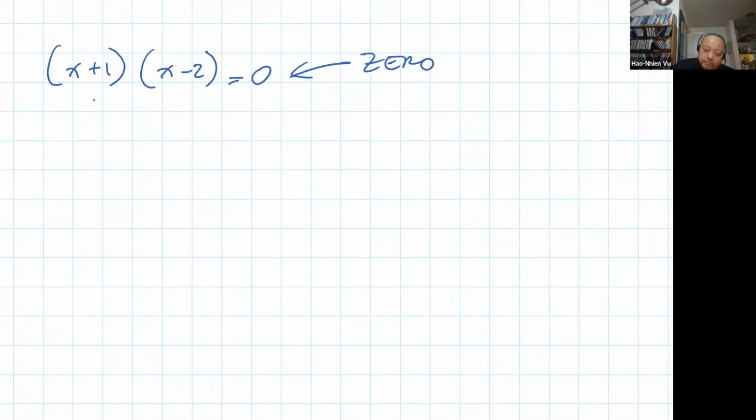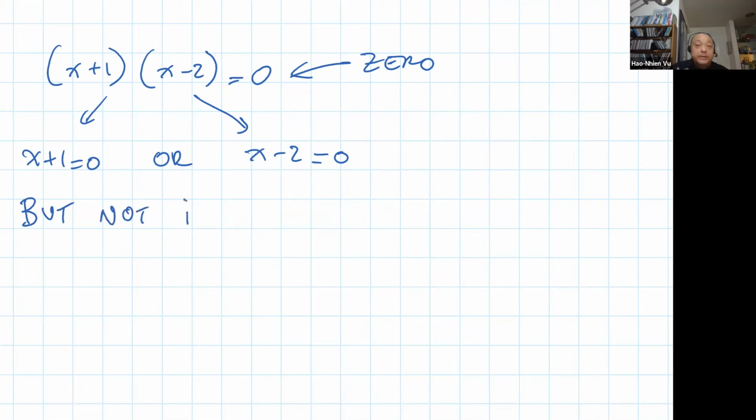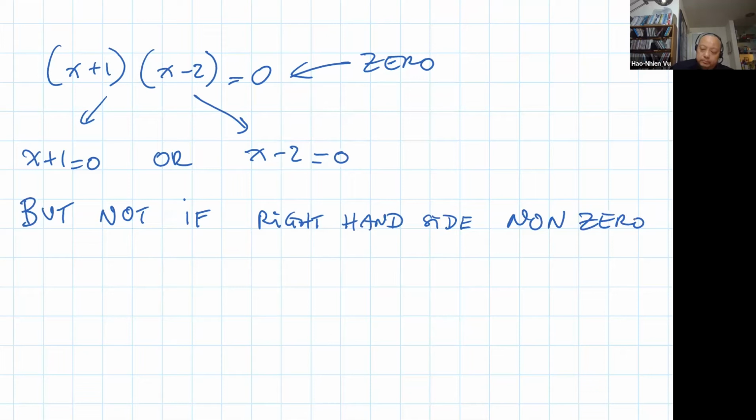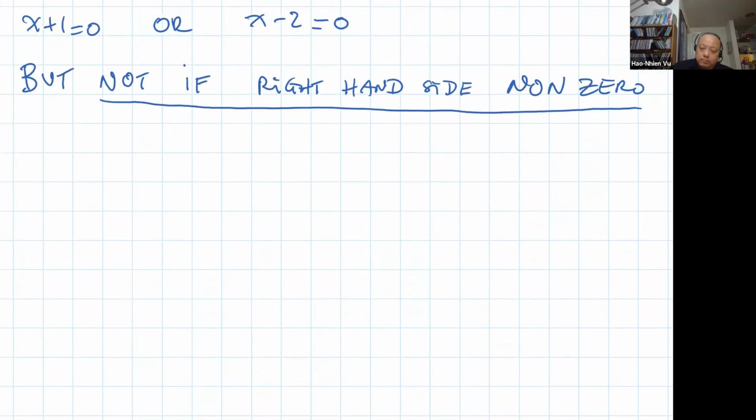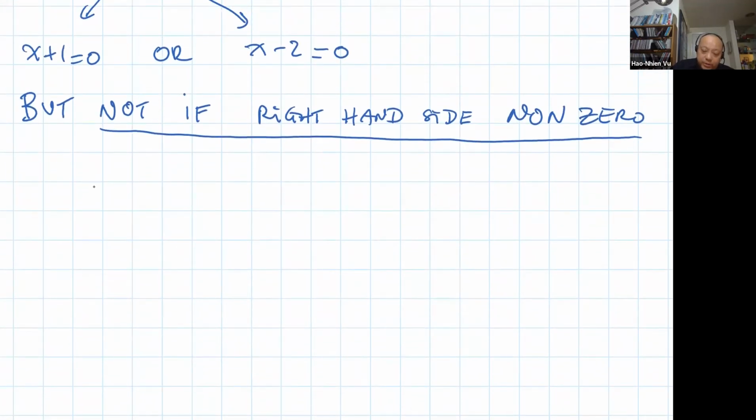In summary, this is what happened. Two factors equal 0, you break it up: it has to be either this one is equal to 0 or that one is equal to 0. But this does not work if the right-hand side is non-zero. So let's take a similar factor.